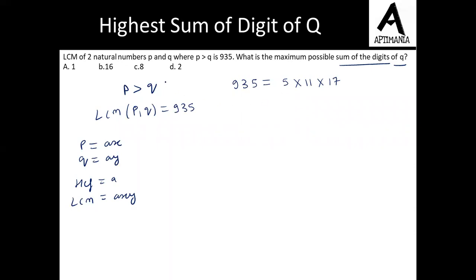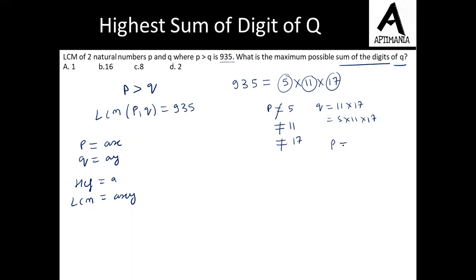Now see, the condition is that P is greater than Q. तो P को हम कोई भी single number assume नहीं कर सकते हैं, right? क्योंकि suppose I assume P to be 5 और LCM is 935, तो Q must be then 11 into 17 or it must be 5 into 11 into 17, right? पर उन cases में Q will be greater than P. हमारी condition जो है वो contradict हो जाएगी. So we cannot take P equal to 5, we cannot take P equal to 11 for the same reason, and we cannot take P equal to 17 for the same reason.